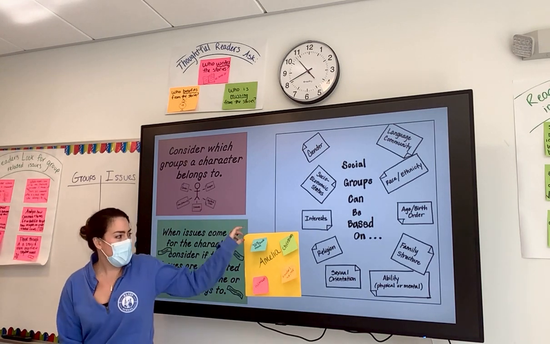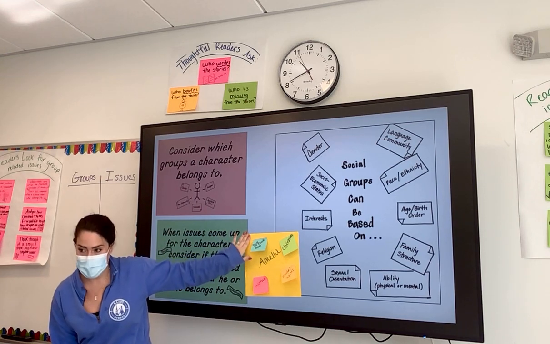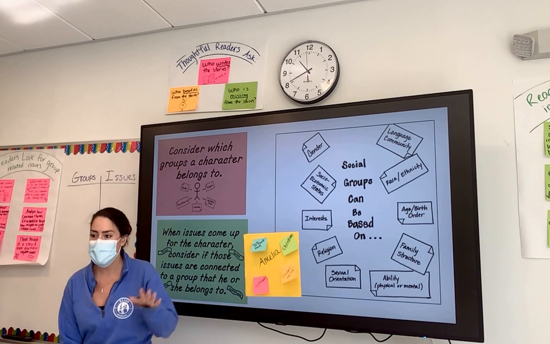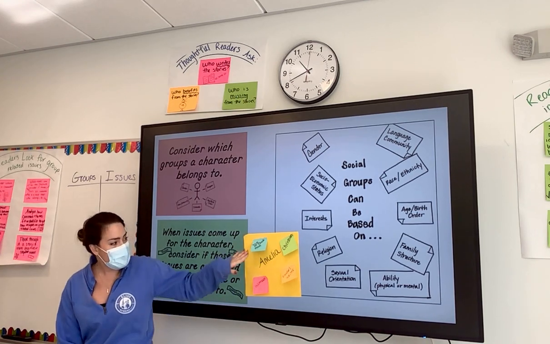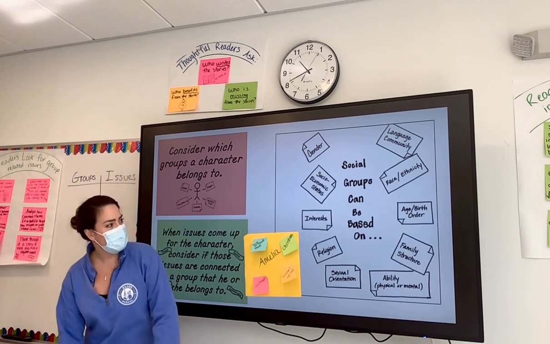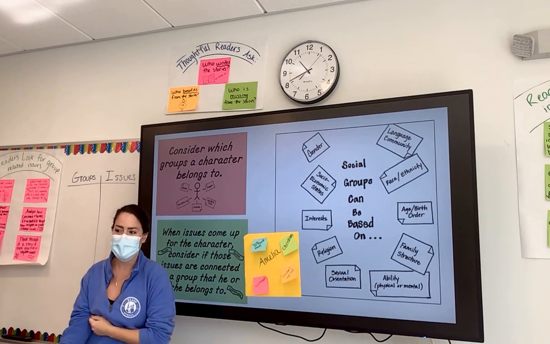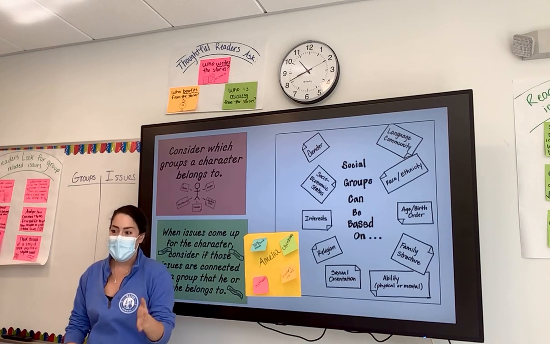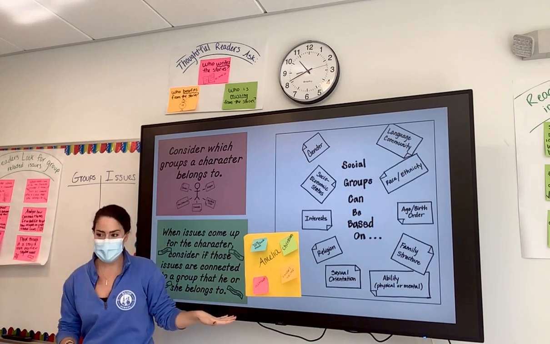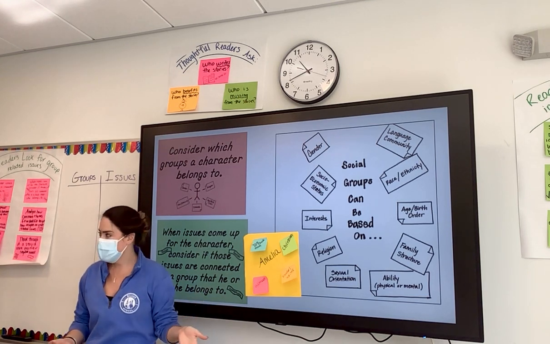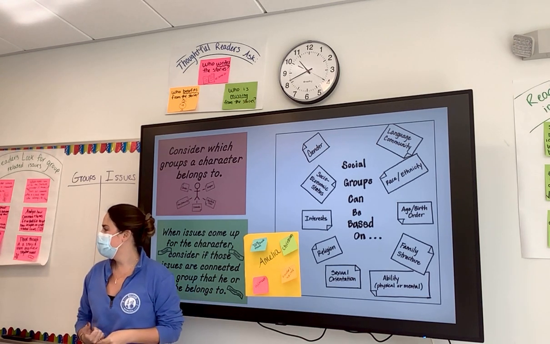So friends, I'm going to leave this up as a reference, but what I want you to do now is do the same thinking work in your reader's notebook. So think about which social groups you belong to. Take about 5 minutes to do that now. All right, friends, so you've had about 5 minutes to do that, and I would love to have a few friends share out. What are some of the groups that you belong to, that you identify with?